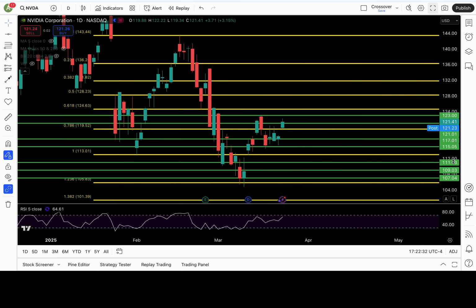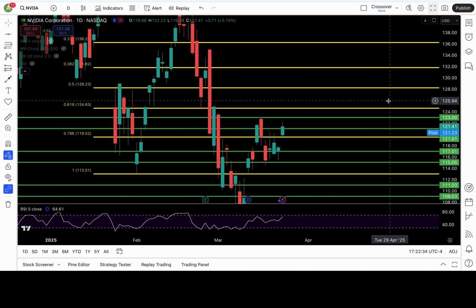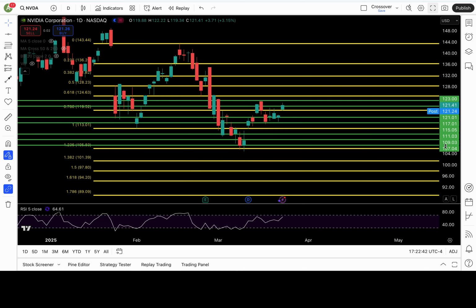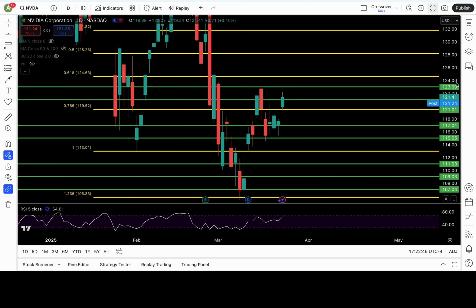NVDA finally broke out of the chop range. Wow. Broke out of the chop range. Hopefully we get some volatility with this ticker symbol. You guys remember how volatile NVDA used to be? I was in love with it. Uncle was in love with it. I still love it. It's just not the same as it used to be.